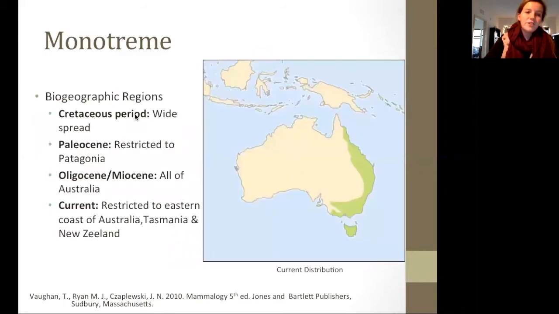Okay. So biogeographical regions, during the Cretaceous period, like I said, they were more widespread. As we see time go on, they start to digress. During the Paleocene, they were restricted to what we know as modern day Patagonia. During the Oligocene to Miocene, they were in all of Australia. And then currently they are restricted to this green section here, to the coast of Australia, Tasmania, and New Zealand.